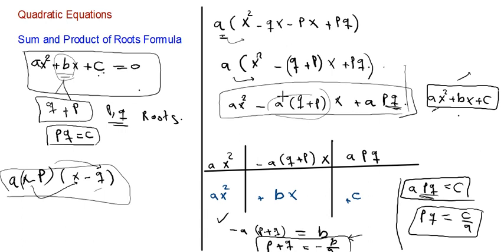Let's take some examples on this formula. It's nothing new, just the formula we already used in splitting the middle term and factorizing quadratic equations, but we need to prove this formula and see where it comes from and why the sum of the roots equals the middle term and the product equals the constant term. I hope it is clear for you.